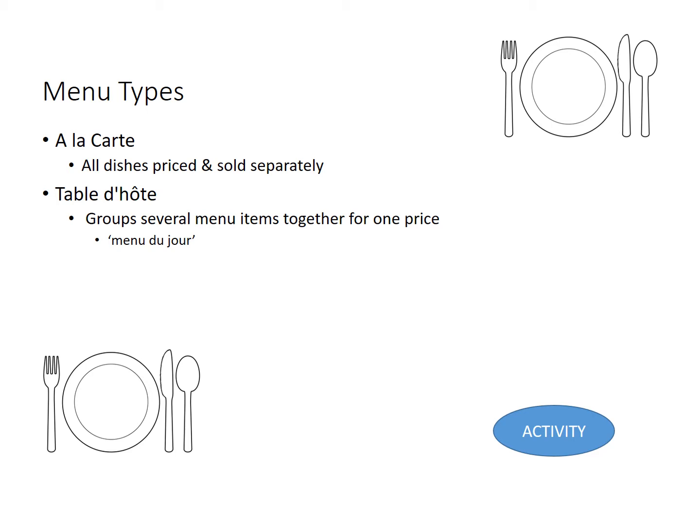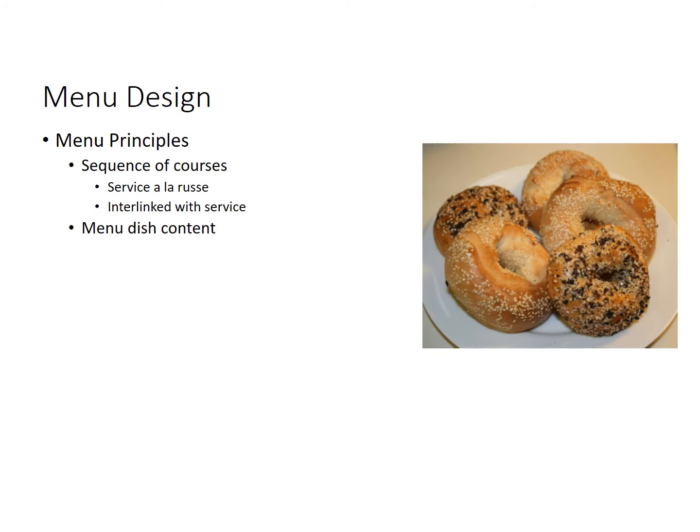When we look at menu types, you've got the a la carte, where all dishes are priced and sold separately, and table d'hôte, in terms of groups, several menu items together sold for one price. Menu design, again, menu principles, sequence of courses. What is going to be the sequence of your courses? Is it interlinked with the service? And the menu dish content.